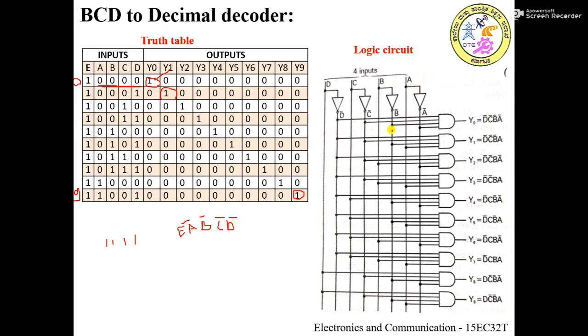Here in the logic circuit, I have omitted the enable signal. You can include that also. Basically, I need a 5 input AND gate, and if you omit enable, considering that enable is always activated, then I need a 4 input AND gate. So you can see here the first expression, y0, written in reverse order: d bar c bar b bar a bar.